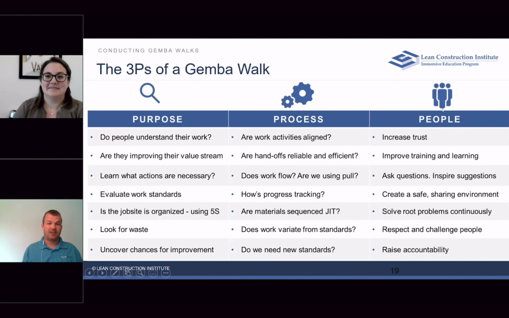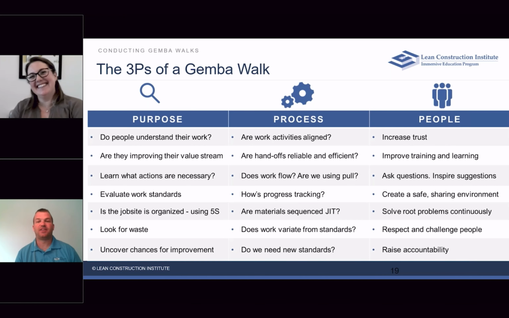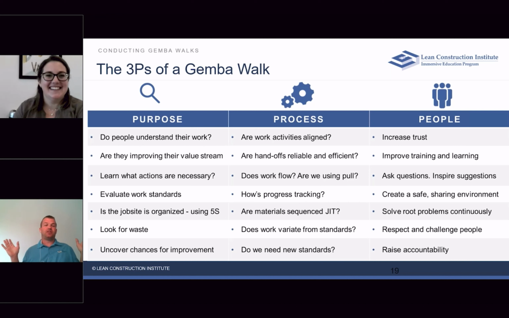All right, 3 P's of a Gemba walk. I know Tammy will have some good stories to come out of this, but think about this in the context of these 3 P's of what you're really looking at, right? What is the purpose? Why am I going out? Why are we actually looking at this? Do people understand their work? Do I understand their work, right? Get into that process. Are the handoffs reliable and efficient, right? If we're working from silo to silo, what do those bridges look like?